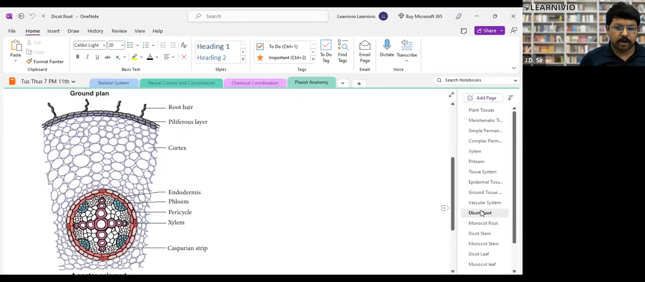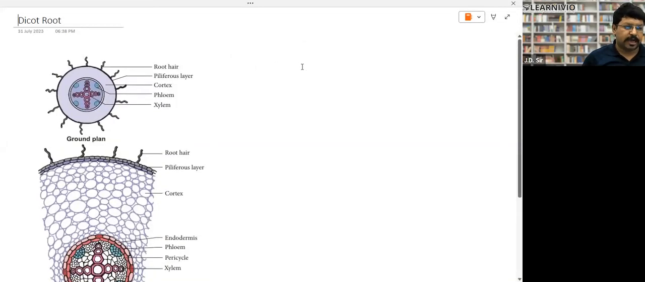Now there is the anatomy of root and stem. These are just the arrangement of tissue, so you have to understand it with the help of diagrams. I'll explain one by one. You have to focus here only on NCERT, right? So first, the dicot root.